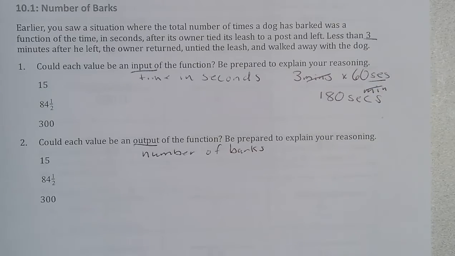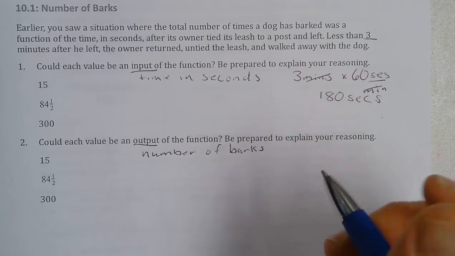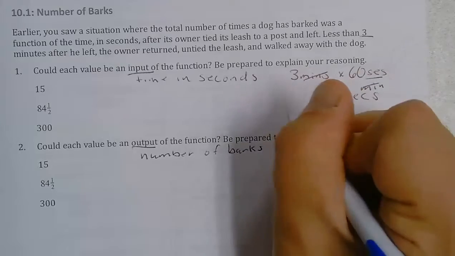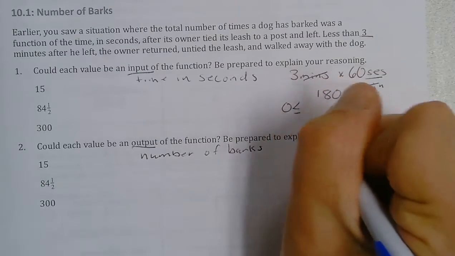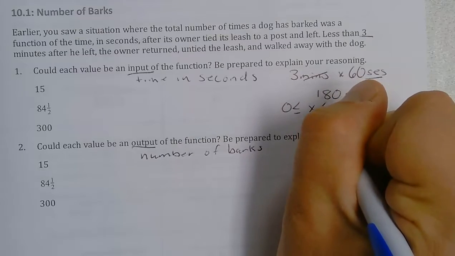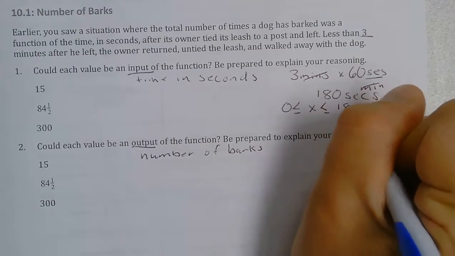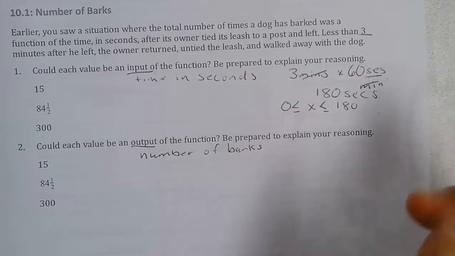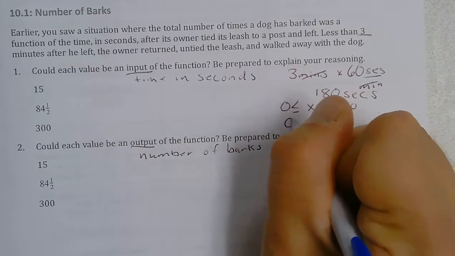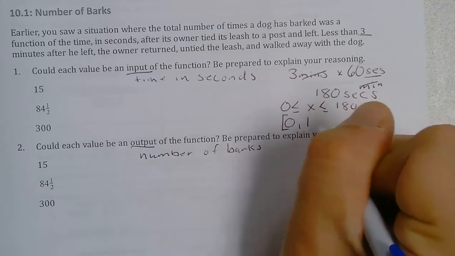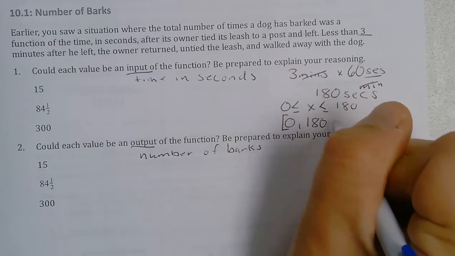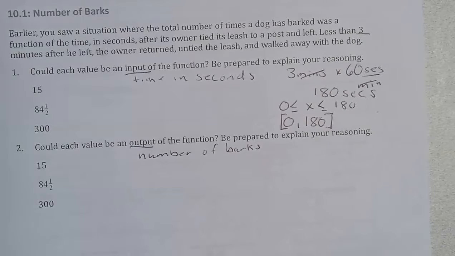So there are a few ways to express that domain. We can say our number of seconds is between 0 and 180. Or you can put that in interval notation and say our time could be from 0 seconds all the way to 180 seconds.